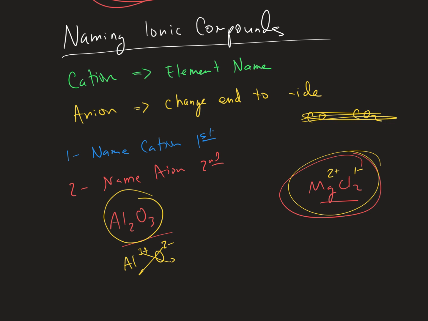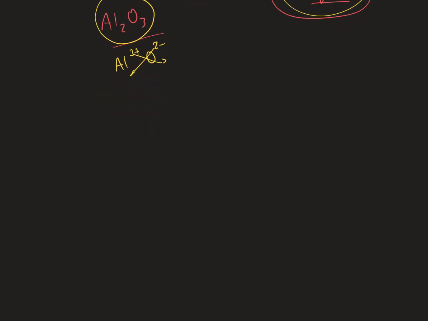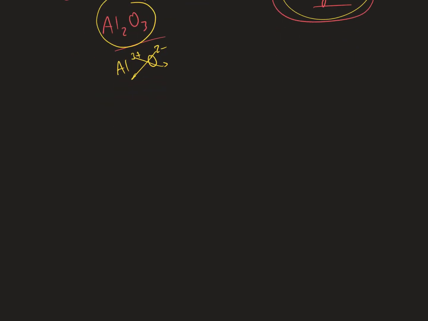Any questions on naming? So that's just for compounds with main group elements in it. Okay? So let's talk about what if it has a transition metal in it? A little bit different. So let's get this. Naming ionic compounds with transition metals.